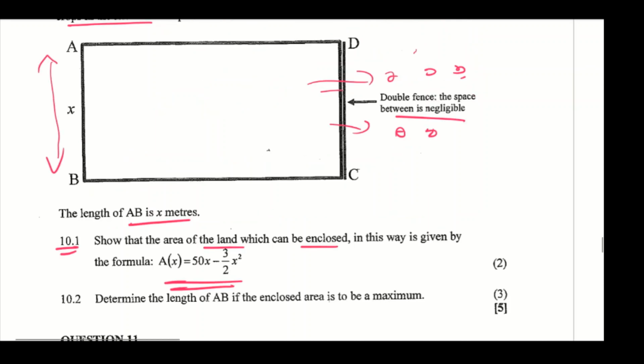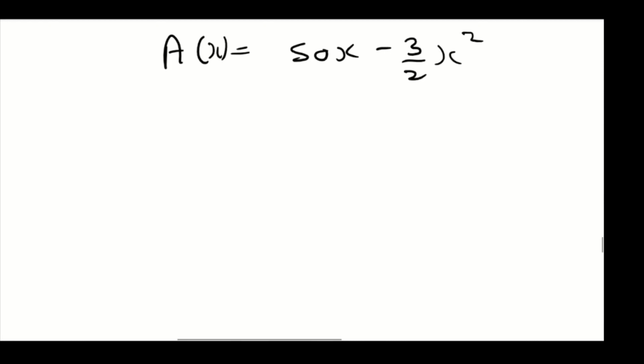Now we want to solve 10.2, which says: determine the length of AB, this length here which is written x, if the enclosed area is at a maximum. Remember, we found our area to be 50x minus 3 over 2 x squared, and it wants us to find the length of AB, our x value, because AB is equal to x. They want us to find it when it reaches a point of maximum.